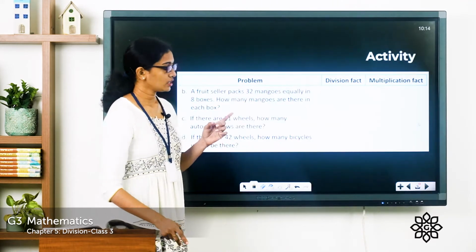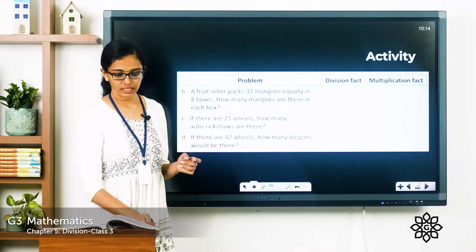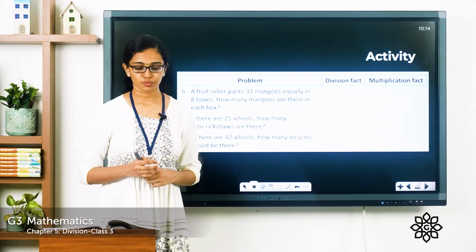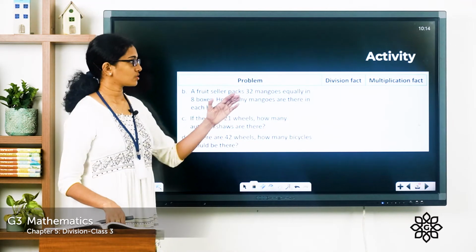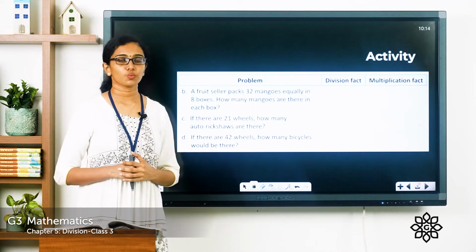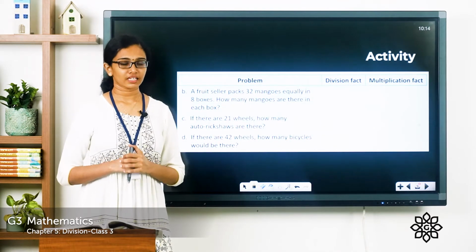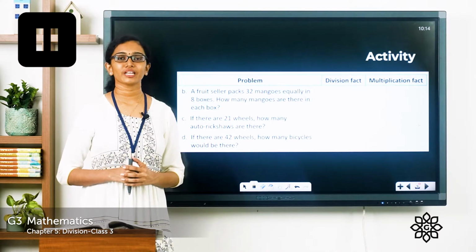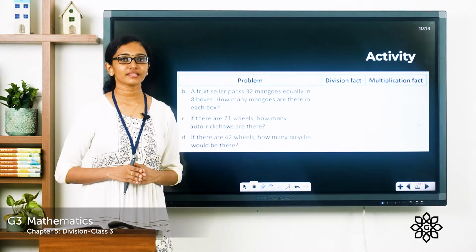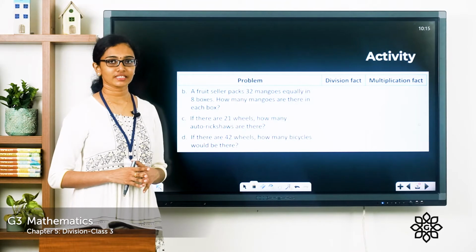So similarly, you can see questions B, C and D in page number 72 of your textbook. Go through the questions, you write the division fact and the multiplication fact corresponding to each word problem. You can do this as an activity now. Please pause the video, finish this one and come back. Hope you are done with that activity. Now let's discuss the questions.